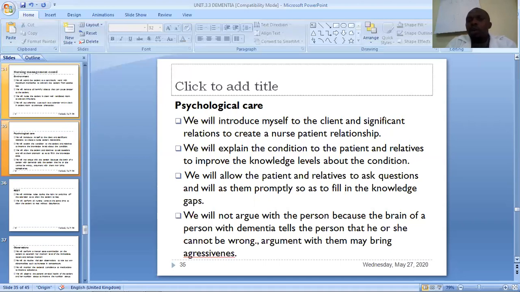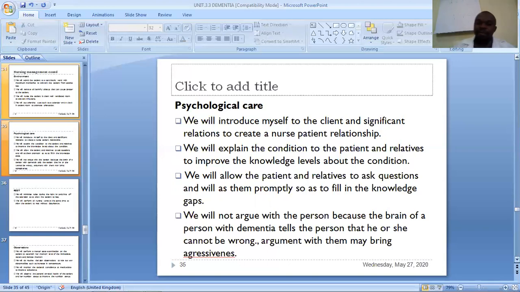This will help fill the knowledge gaps that were initially identified. We'll also explain each and every procedure that is done on the patient to promote cooperation. We will not argue with the person or the patient because the brain of the patient with dementia tells the patient that he or she cannot be wrong. So an argument with them may bring aggressiveness.